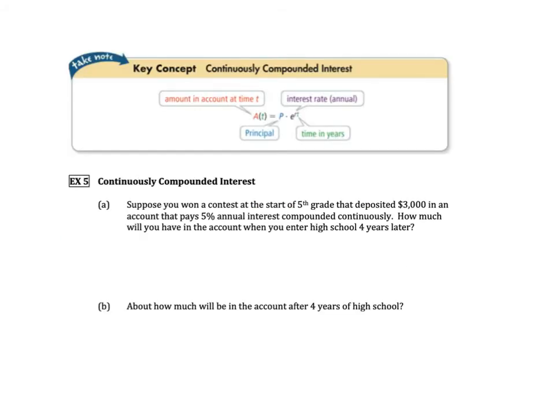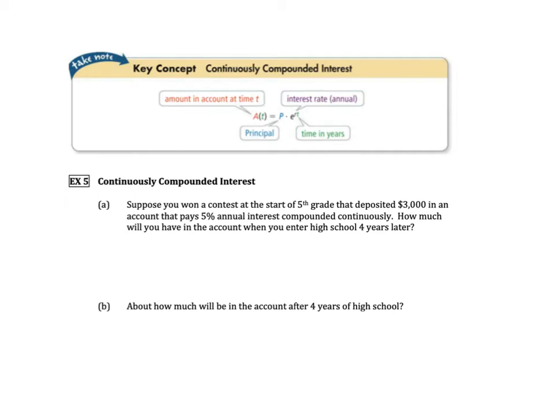Here we're going to use e to compute continuously compounded interest. We've got a formula for that, and you'll see that formula right here. A of t equals P times e to the rt. P is the principal, that's how much you're saving. R is the interest rate, and you're going to need that in decimal form. And t is the time in years.